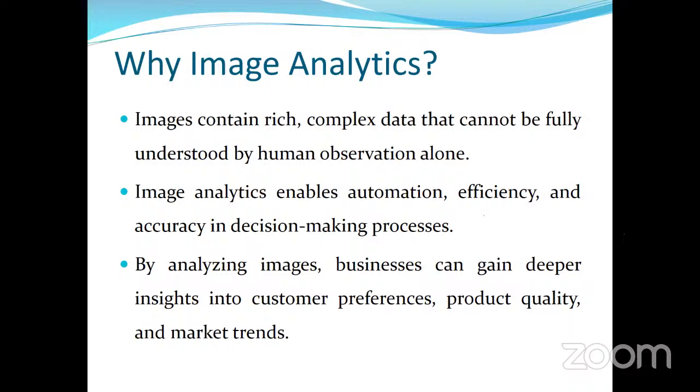So most businesses need a decision-making process. Without a decision-making process, you cannot do business. So business is all about how quickly we are making decisions. For that, we need some automation process. So those automation processes need some data. That data may be an image.